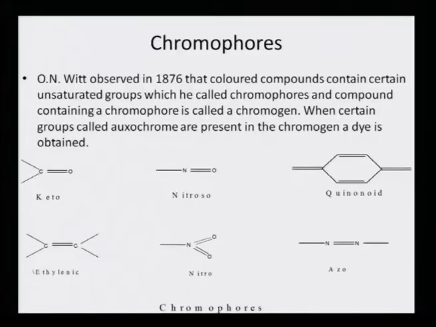Now, if we try to look at various types of chromophores, Witt observed in 1876 that colored compounds contain certain unsaturated groups which are called chromophores, and the compound containing a chromophore is called chromogen. When certain groups called auxochromes are present in the chromogen, a dye is obtained. So, a combination of chromophore and auxochrome creates a dye. The various different types of chromophores are keto group, nitroso group, quinonoid group, ethylenic group, nitro group, azo group. These are some of the common chromophores that we see in the case of dyes.